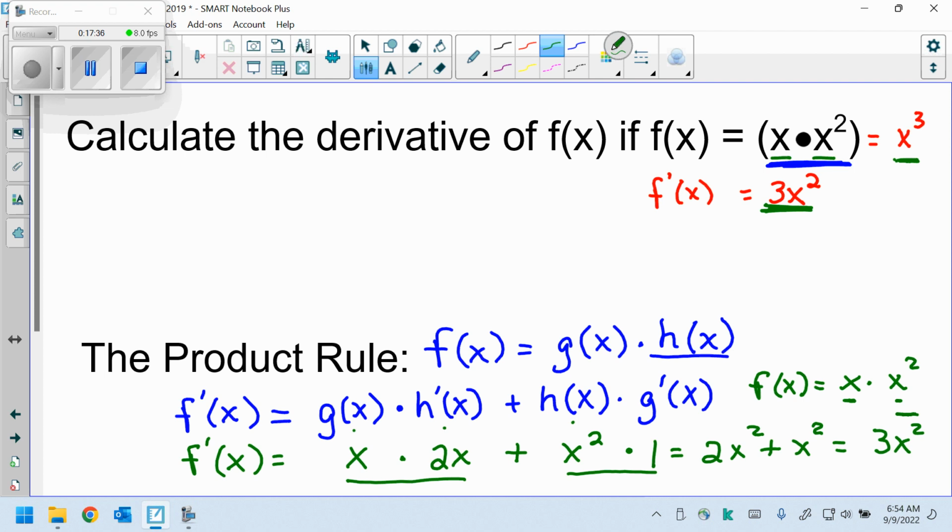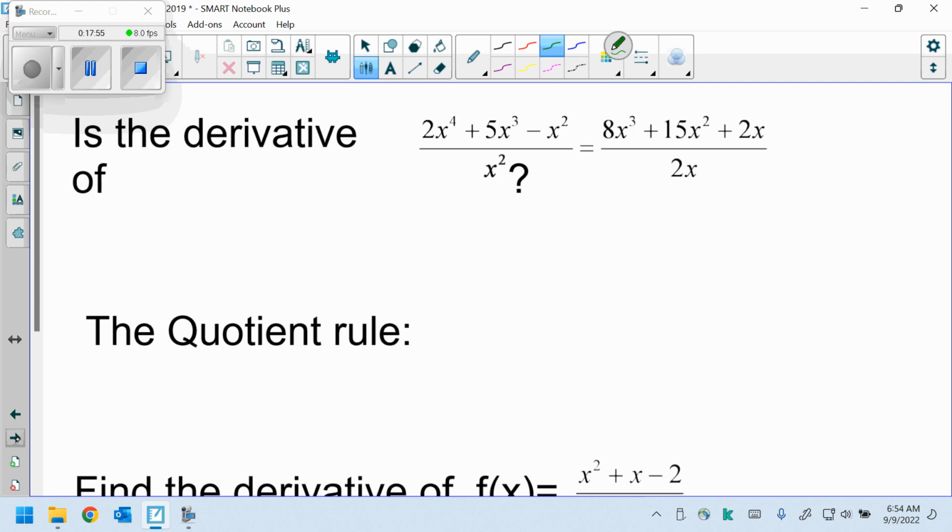So that is a demonstration of how the product rule works. I wouldn't use it if I could simplify. But if I did, I would end up with the correct answer. Now, a little more complicated is the derivative of a quotient.